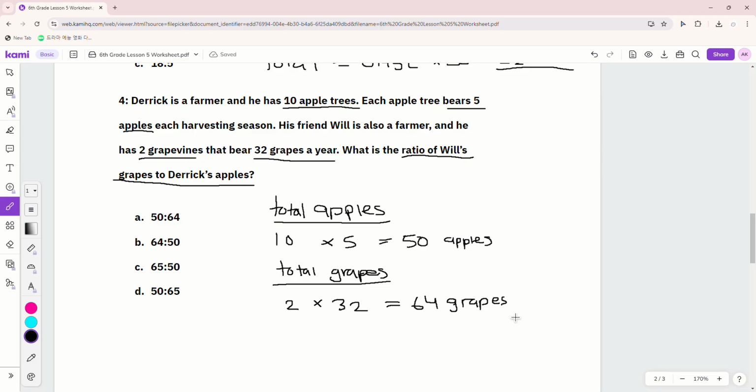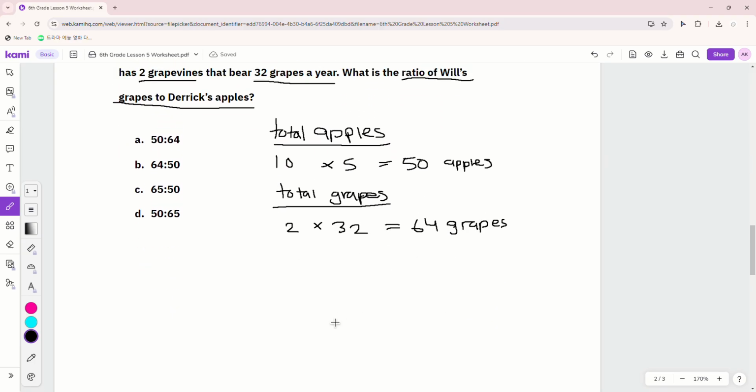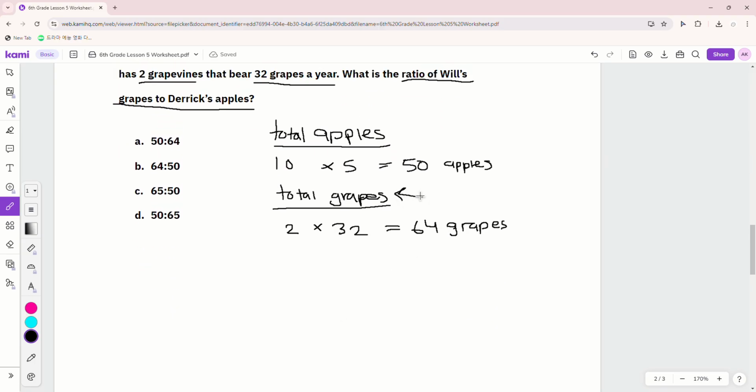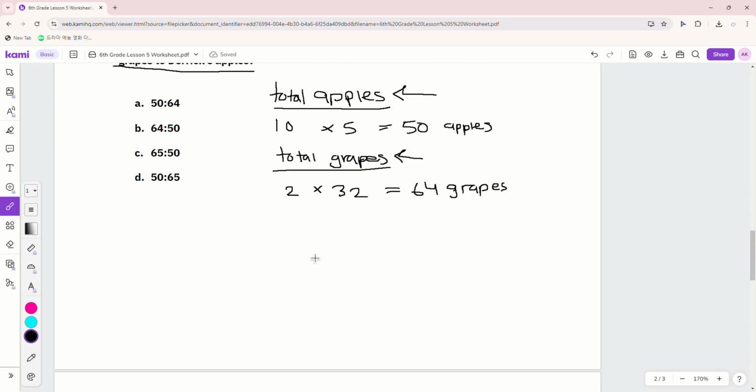And from here, to find the ratio, you would have to put the total grapes over the total apples. So the total grapes are 64, and then over 50 apples. So the ratio is 64 over 50, which is option B.